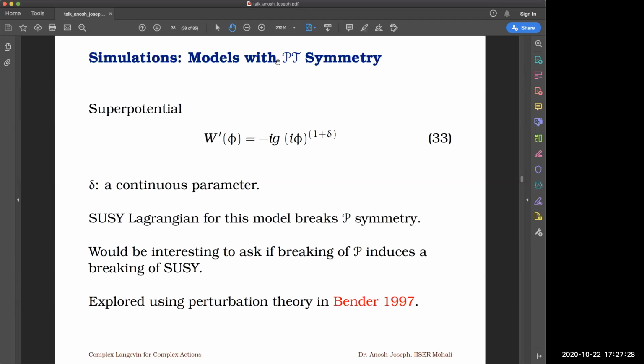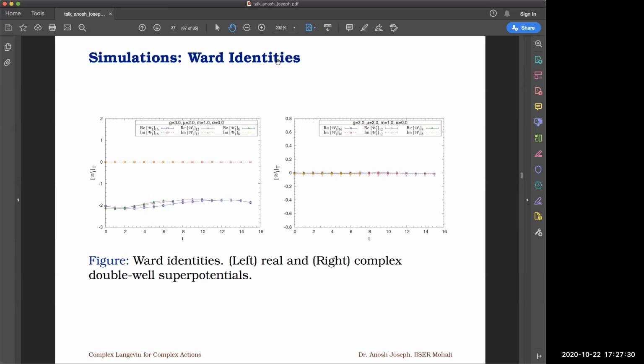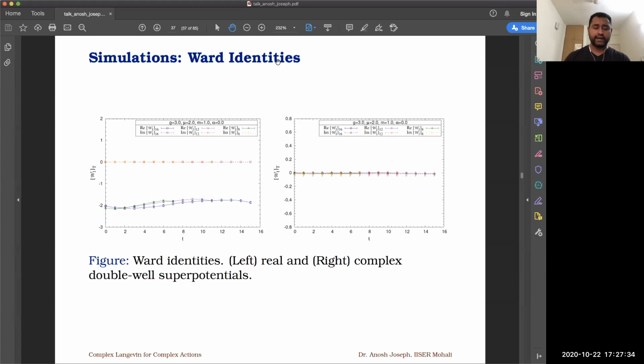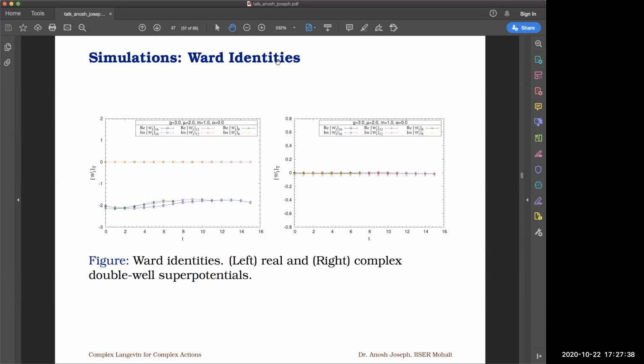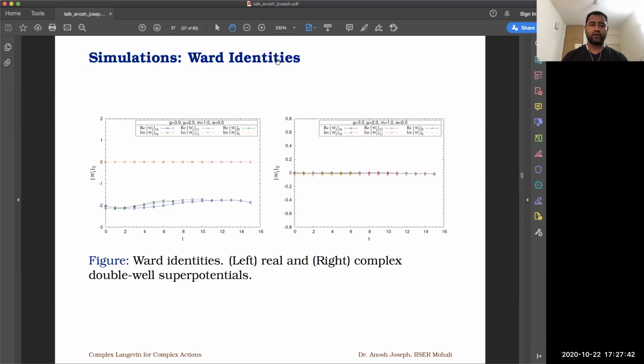Just a question. So the real double well did not have any phase problem, and the complex double well had, is it? The real double well did not have any phase problem. Achha. So you did normal Langevin dynamics for that, and complex for the other? No. We applied complex for all of them. Complex works in normal cases as well. Okay.